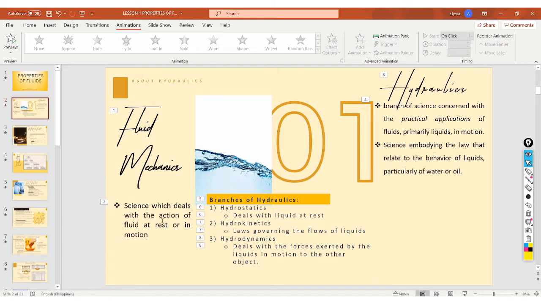Fluid mechanics is defined as the science which deals with the action of fluid at rest or in motion, whereas hydraulics is a branch of science concerned with the practical applications of fluids, primarily liquids in motion. It is a science embodying the laws that relate to the behavior of liquids, particularly of water or oil.